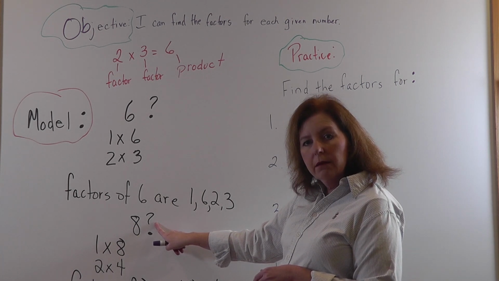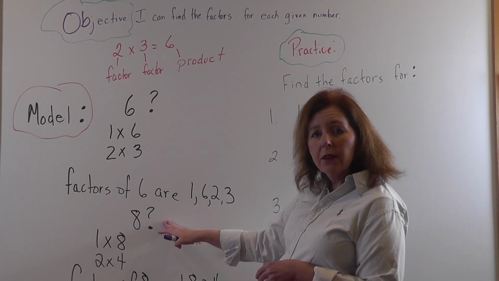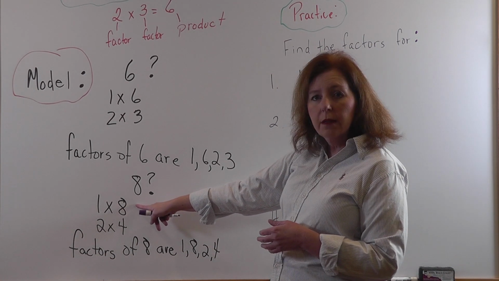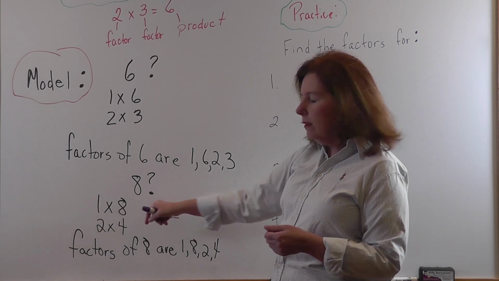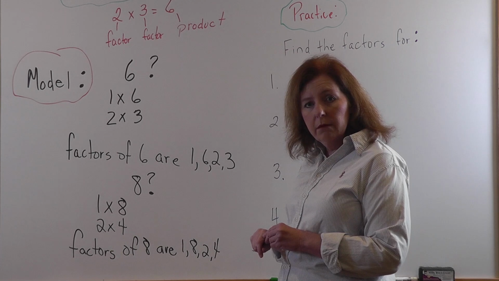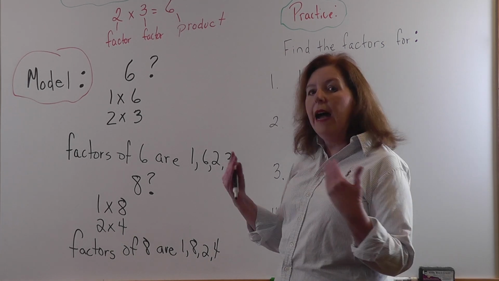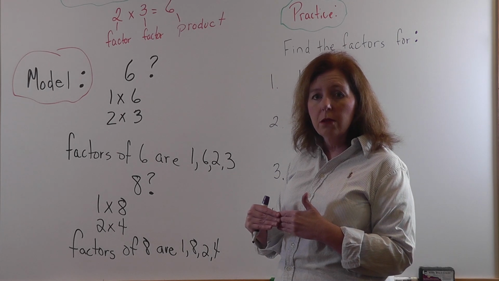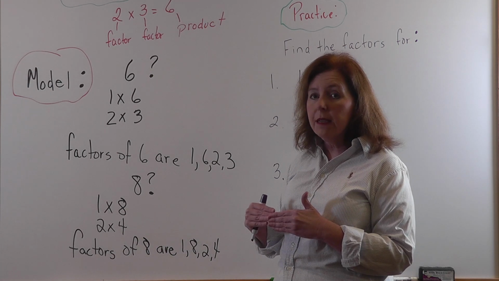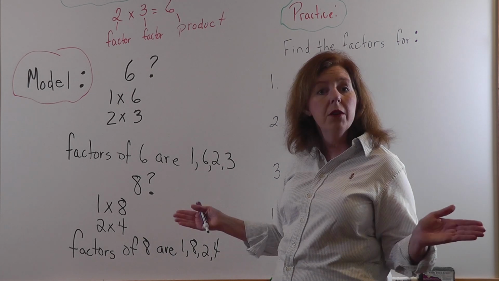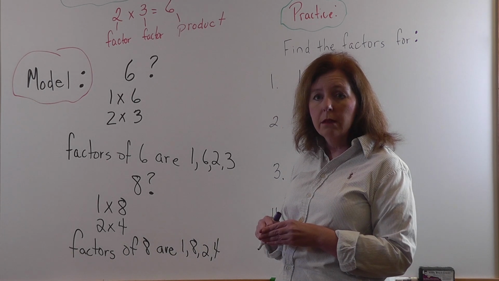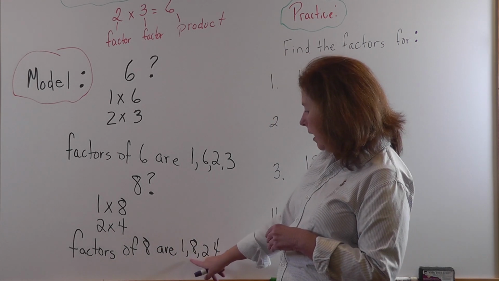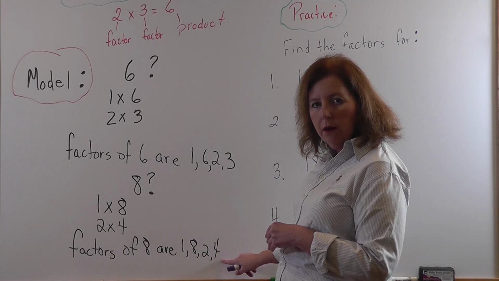Let's look at the number 8. Let's find all the factors for 8. Well, I know 1 times 8 is 8. So I know those are the factors of 8. And then I know 2 times 4 is 8. So now I think to myself, are there any other numbers that I can multiply together to get 8? And I think to myself, no. There are no other numbers that can be multiplied to get 8. So my factors of 8 are 1, 8, 2, and 4.